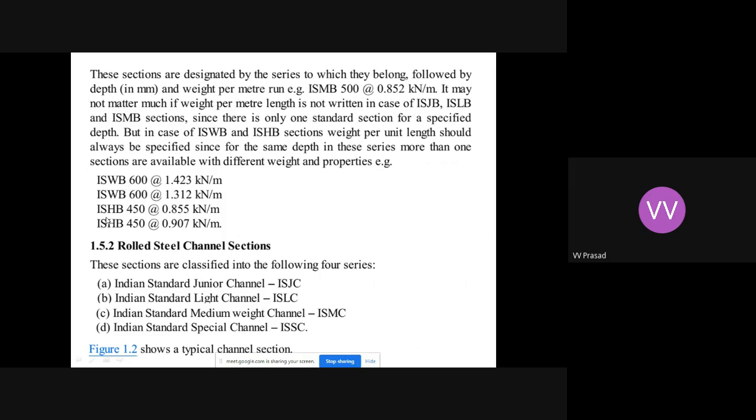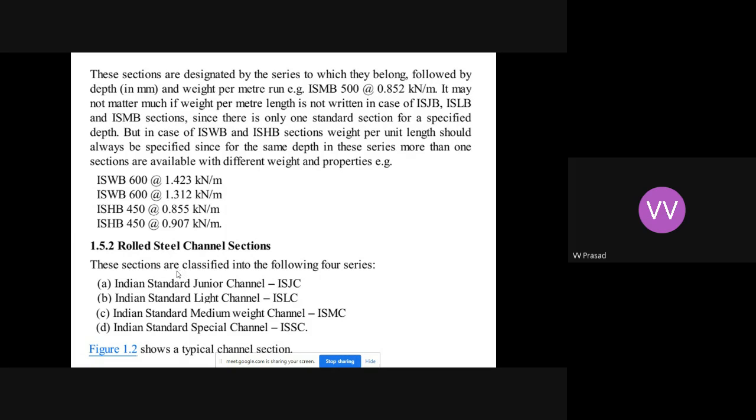Next one is Indian Standard Heavy Beams, ISHB. The depth of the section is 400 mm and the weight of the section is 0.855 kilonewton per meter length. Last one is Indian Standard Heavy Beams, where the depth is 400 millimeters and the weight of the section is 0.907 kN per meter.